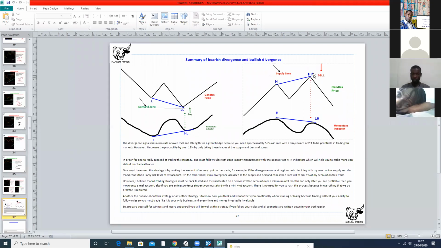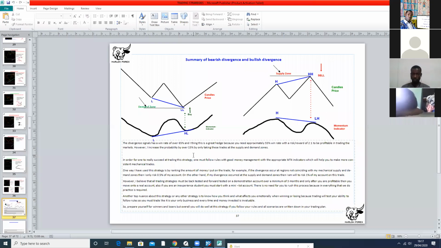Now here we have another one, looking to sell again. This will be a supply zone. So the momentum indicator is making lower highs. This high is lower than that one, and the candles are making higher highs, so we're looking to sell. Okay, so the divergence signal win rate is approximately 65%.